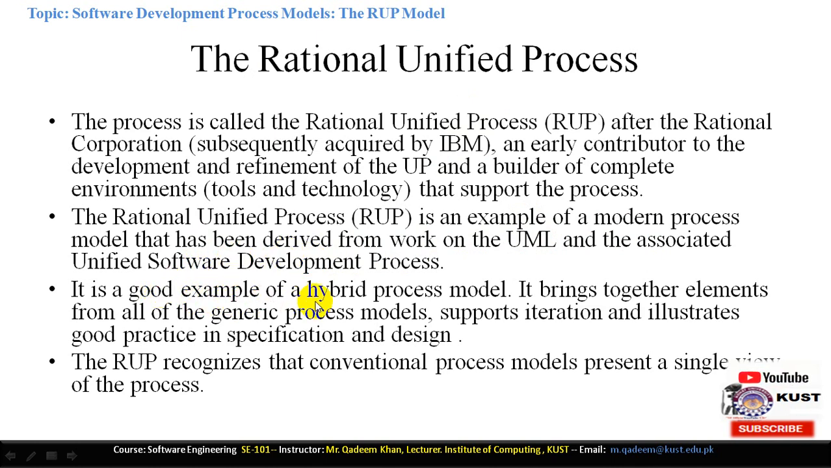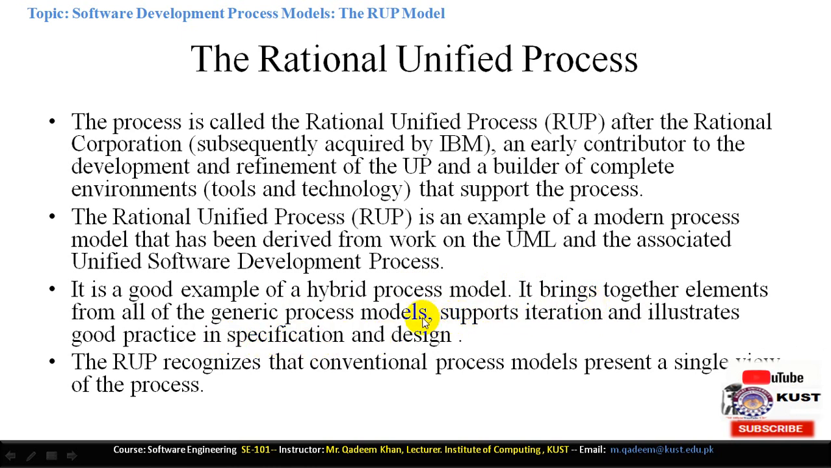It is a good example of a hybrid process model. Basically, RUP is a hybrid process model. Hybrid means a combination of two or more process models, because it brings together the elements of all the generic process models. For example, the waterfall model and the prototyping model are generic process models, and it also supports iterations. Iteration means different versions of the products, and it also illustrates good practice in specification and designing.